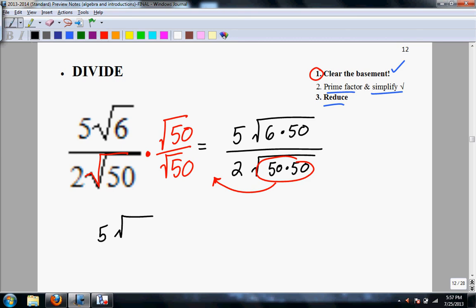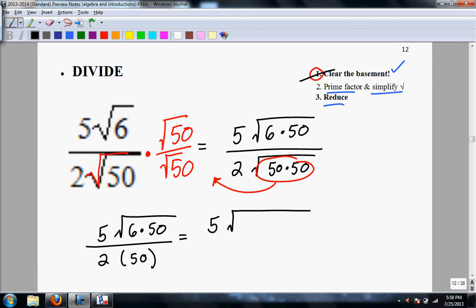We have 5 root 6 times root 50 over 2 times 50. Notice I'm not actually multiplying anything here. One of the tricks to be able to multiply without a calculator is not to multiply. Let me say that again. One of the tricks to multiply without a calculator is not to multiply. Instead, we're going to pull things apart. Okay, so we're done with step 1. We cleared the basement. Now we're going to prime factor and simplify.